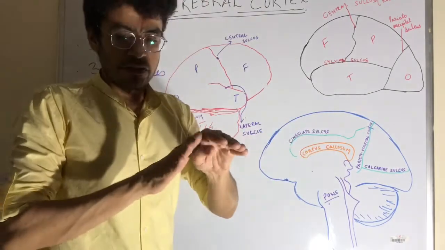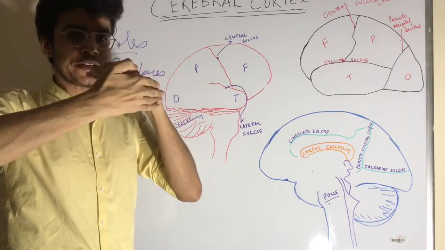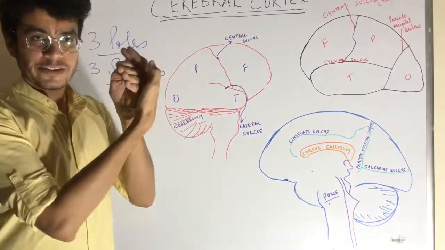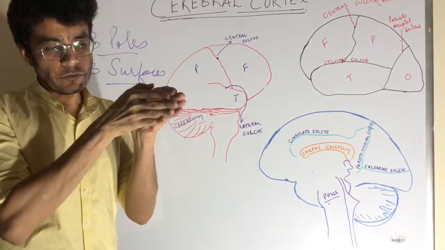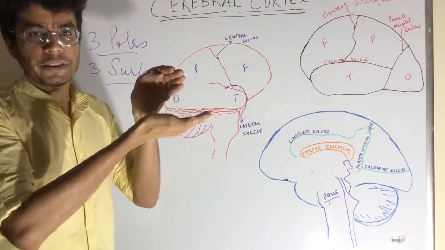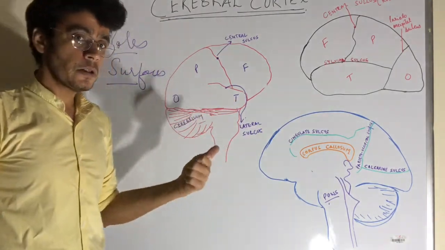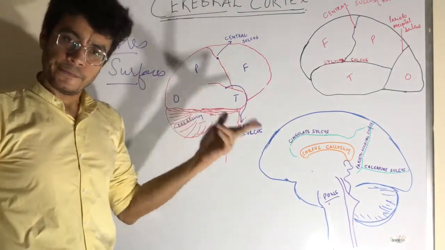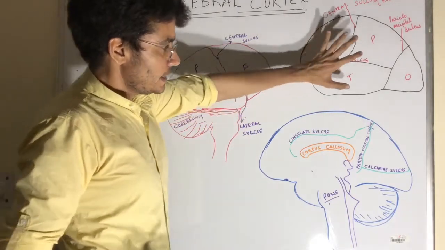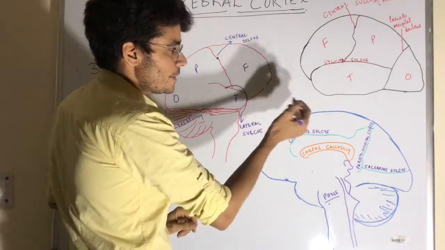If this is a cerebral hemisphere, the outer surface, this superior and lateral, is called the superolateral surface. So one surface is superolateral, the other one is the medial surface, and the third one is the lower one, the inferior surface. So there are three surfaces: superolateral, medial and inferior surface. And this is the lateral aspect of the cerebral hemisphere. So if we look over here, there are the three poles.